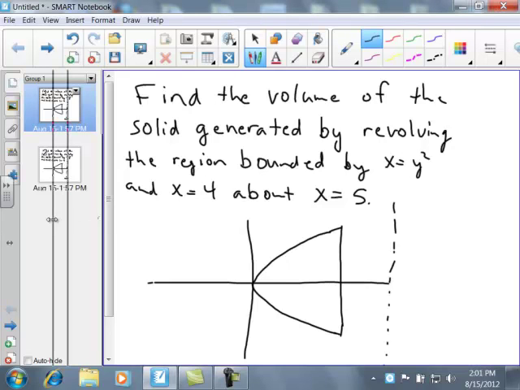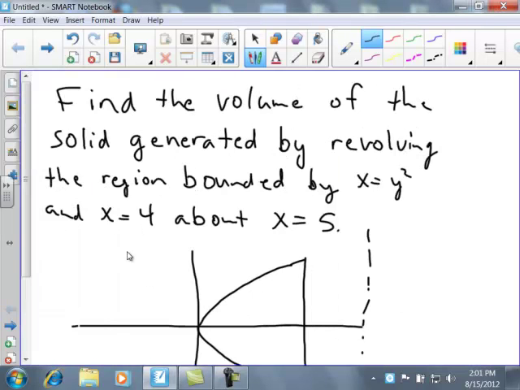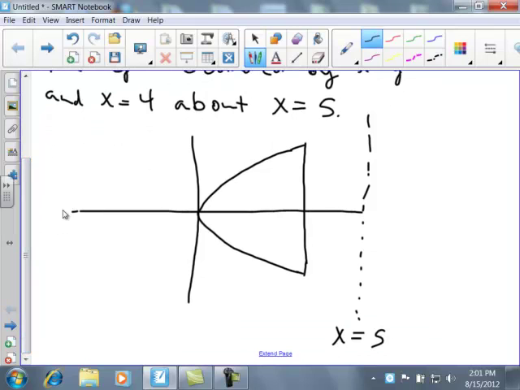These are going to be a couple of examples to illustrate the difference between the disk washer method versus the shell method. This problem says find the volume of the solid generated by revolving the region bounded by x equal to y squared and x equal to 4 about the line x equal to 5. I have my region drawn there for you.